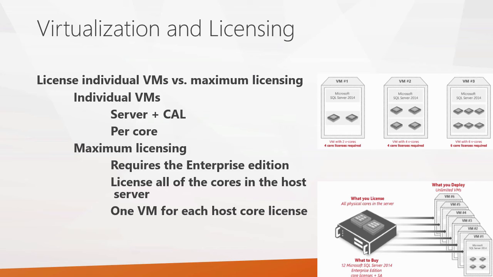The maximum licensing scenario is something you can use if you have the Enterprise Edition and you license all of the cores in the host. If you license all of the cores in the host, essentially you can have 1 VM for each host core license. So say in this scenario, you might have a server and it has 16 core licenses that you've purchased with the Enterprise Edition. In that case, you could have 16 VMs that run on that server, and each one of them can have any number of virtual CPUs in them. There's no limit to that, but you could have 16 virtual machines running to match those 16 core licenses.